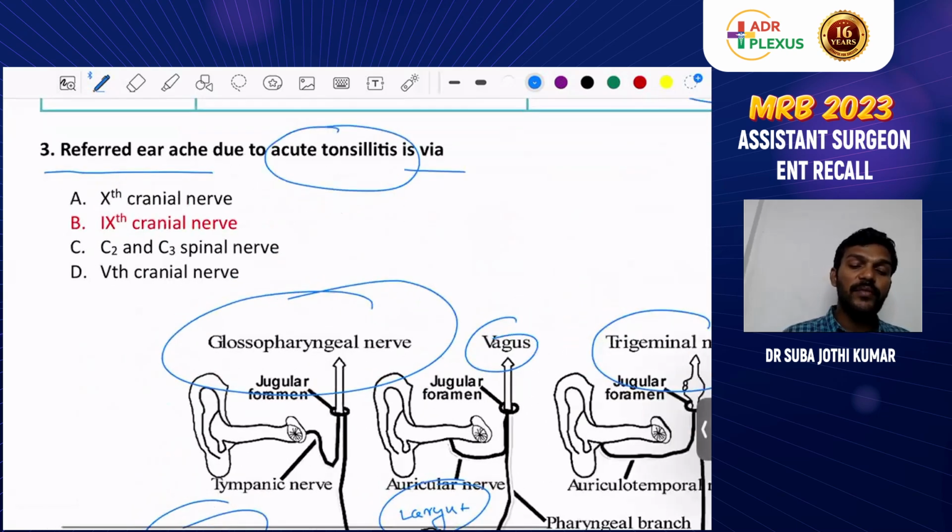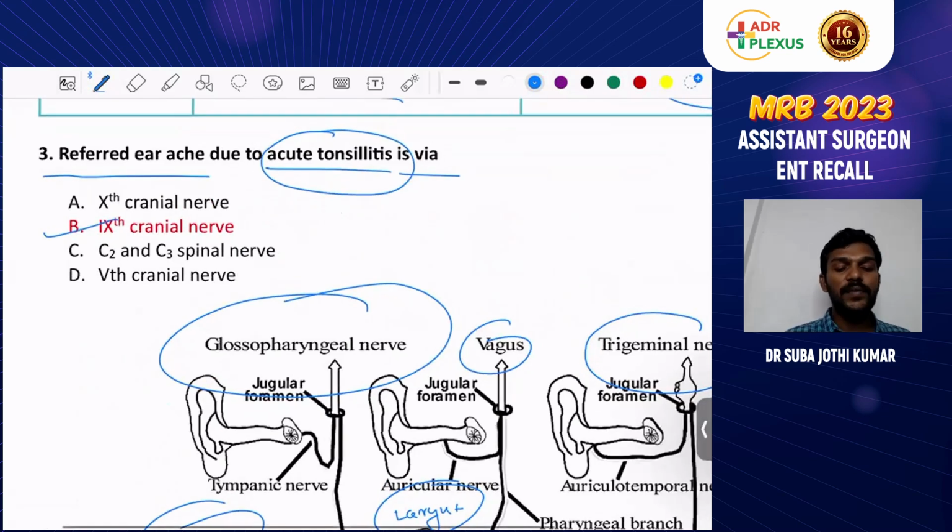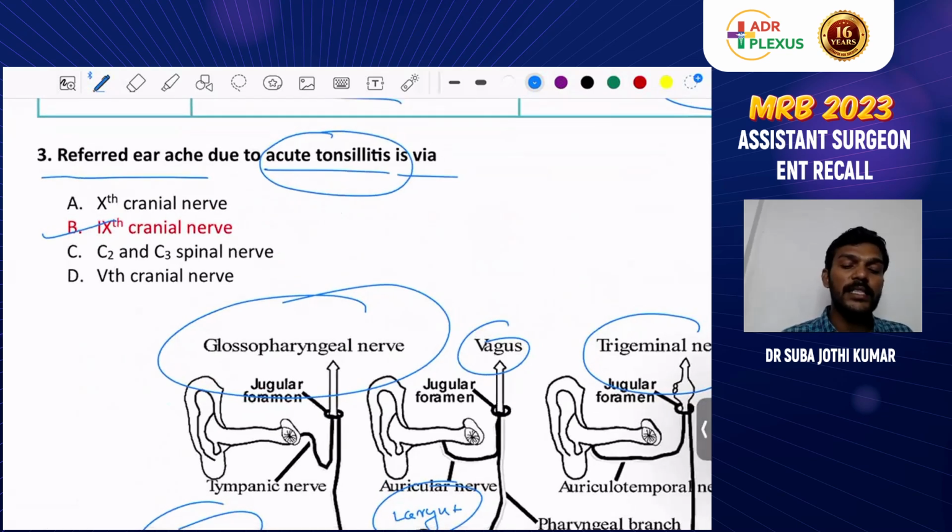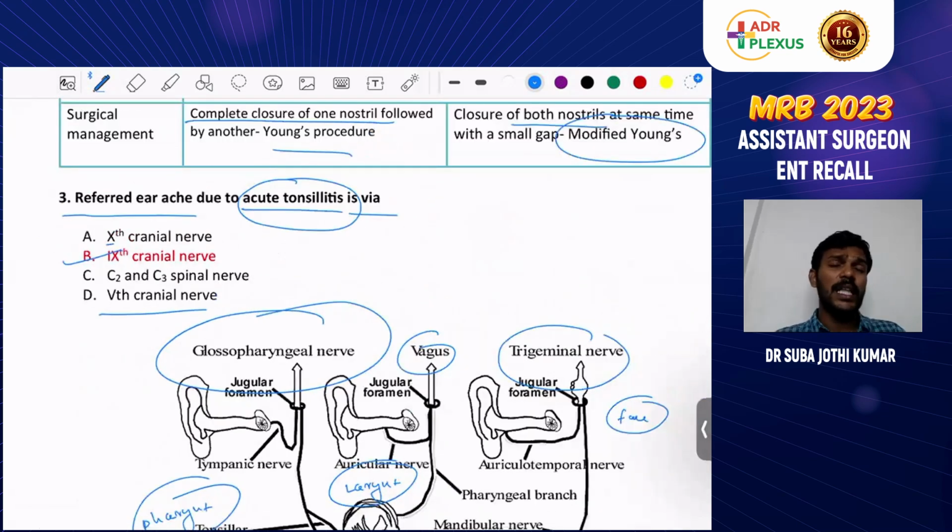So in case of pharyngeal problems like tonsillitis, pharyngeal tumor, or any quinsy, it is due to the ninth cranial nerve, which is the glossopharyngeal nerve. Okay, that is the answer. If they would have given it as due to laryngitis or laryngeal cancer, the answer would be the 10th cranial nerve. Or if it is due to some problem over the TMJ, arthritis over the face, it could be due to the 5th cranial nerve. So based on the origin, you should choose the answer. It's a very important question. They have asked it a lot of times in NEET also.